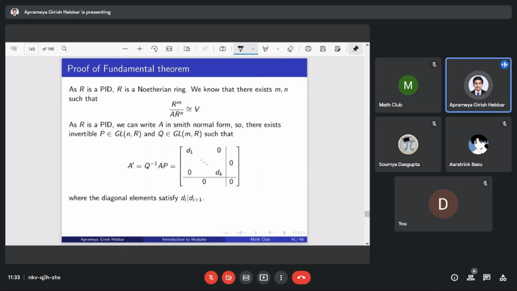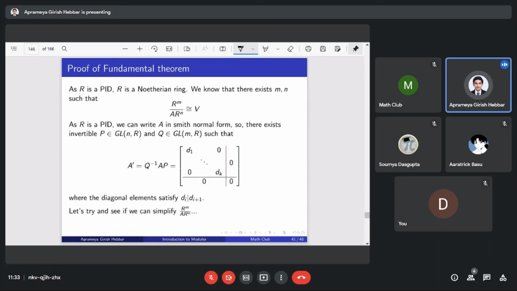And we also know that since R is a PID, we can write A in a Smith normal form. So there exist invertible P, n cross n, and Q, m cross m, such that Q inverse AP is of this diagonal form, where the diagonal elements also satisfy d_i divides d_{i+1}. So you would already be trying to guess that these are the d_i's that are going to come there. But how do we convert it?